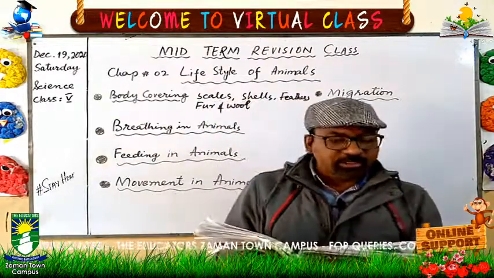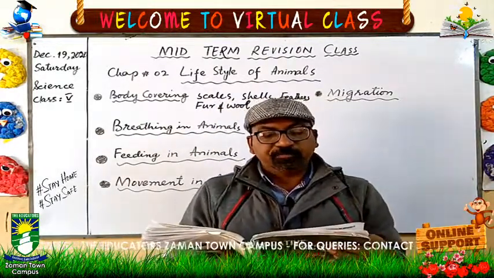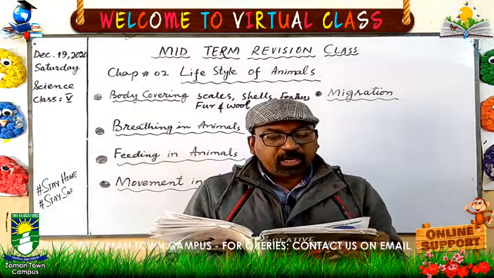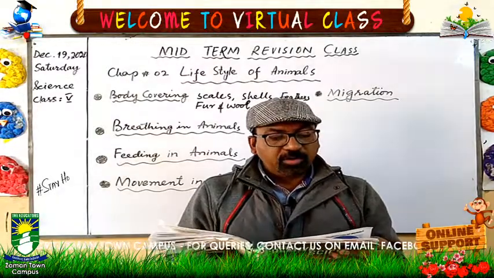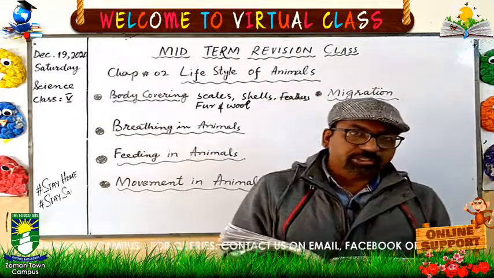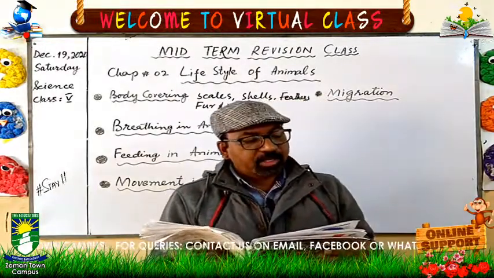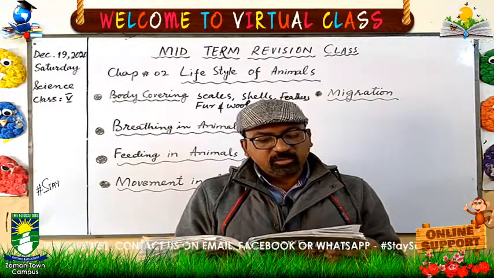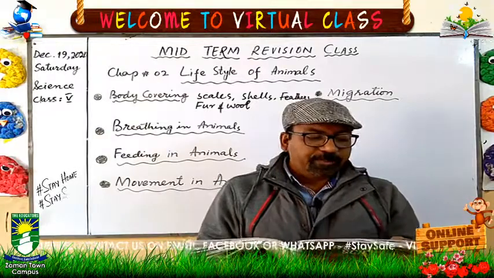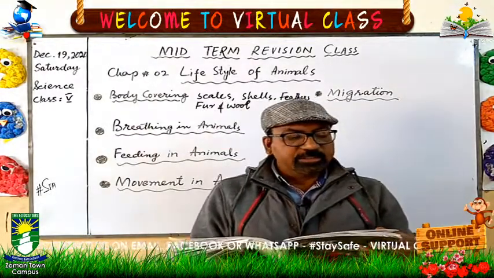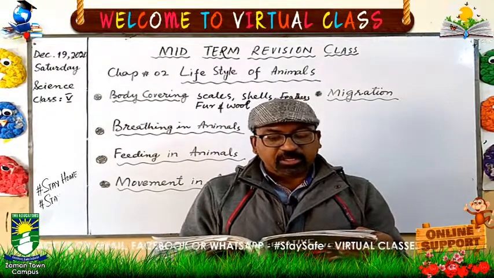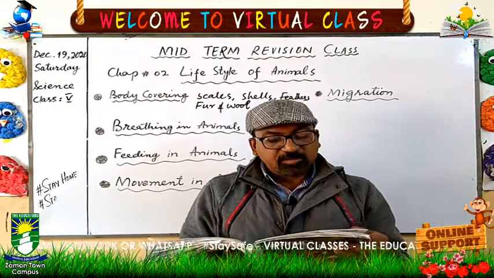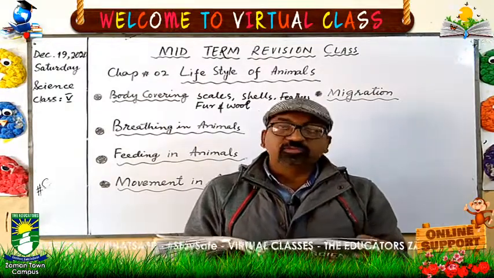So what is migration? The definition of migration: the seasonal movement of animals over large distances due to shortage of food, unfavorable climatic conditions, or to breed is called migration. Page number 20. Some animals use sea and air currents to guide them. For migration, they use the air currents or the sea currents, means the waves of the sea, to move from one place to another.